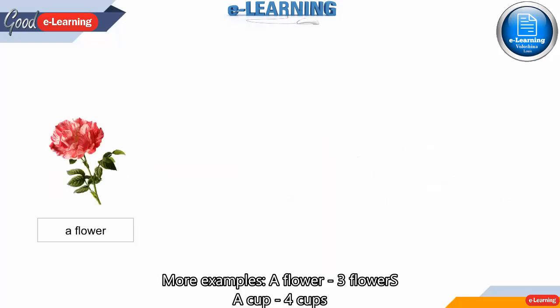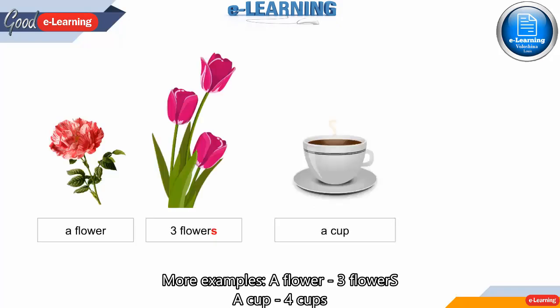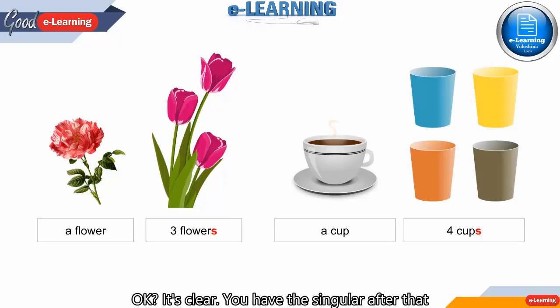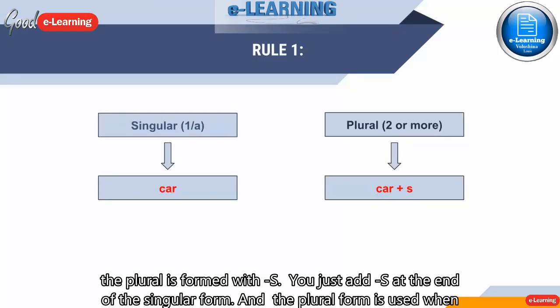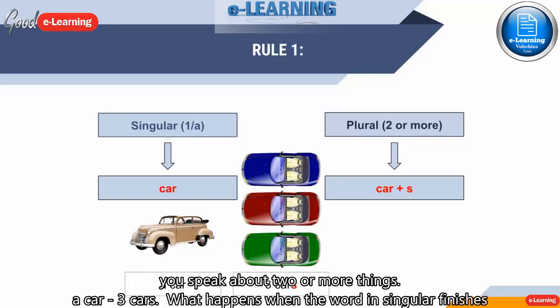More examples. A flower, three flowers. A cup, four cups. Okay? It's clear. You have the singular. After that, the plural is formed with s. You just add s at the end of the singular form. And the plural form is used when you speak about two or more things. A car, three cars.